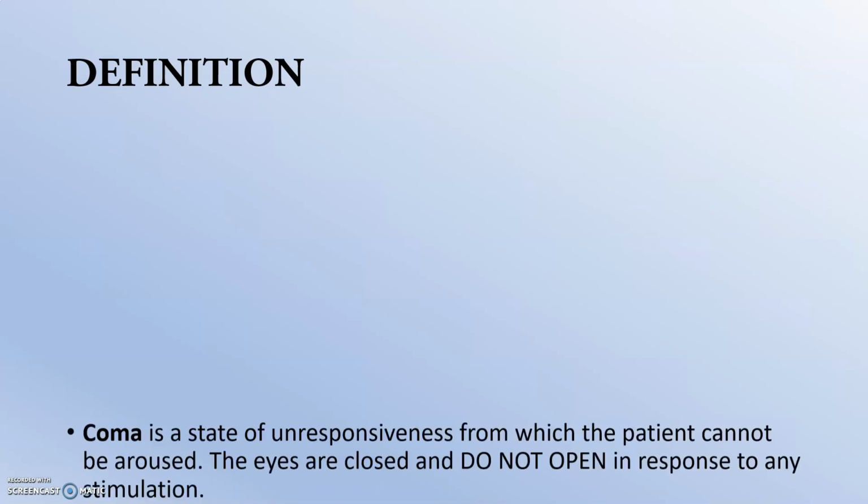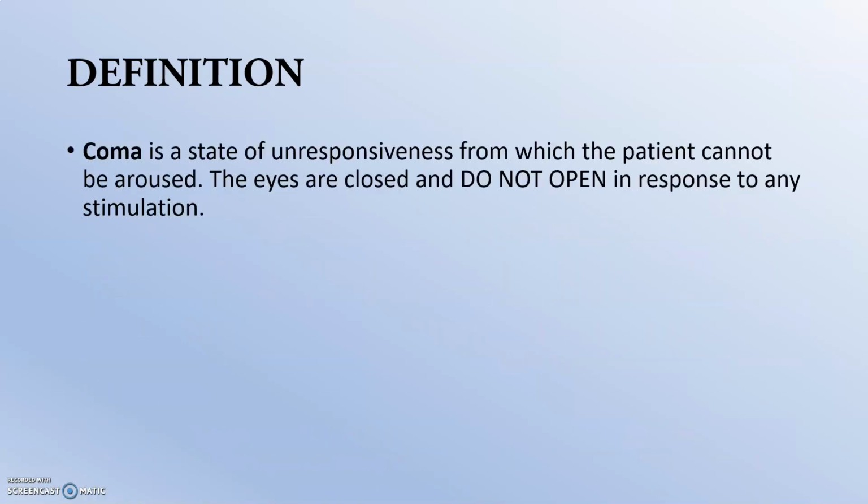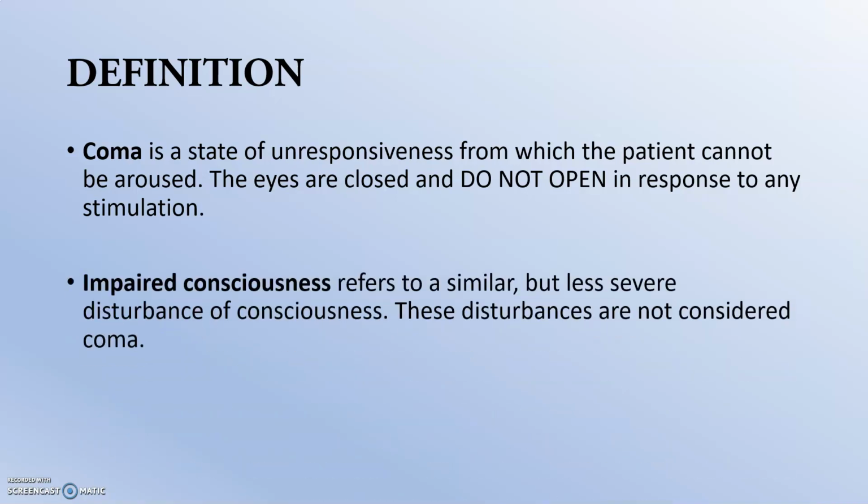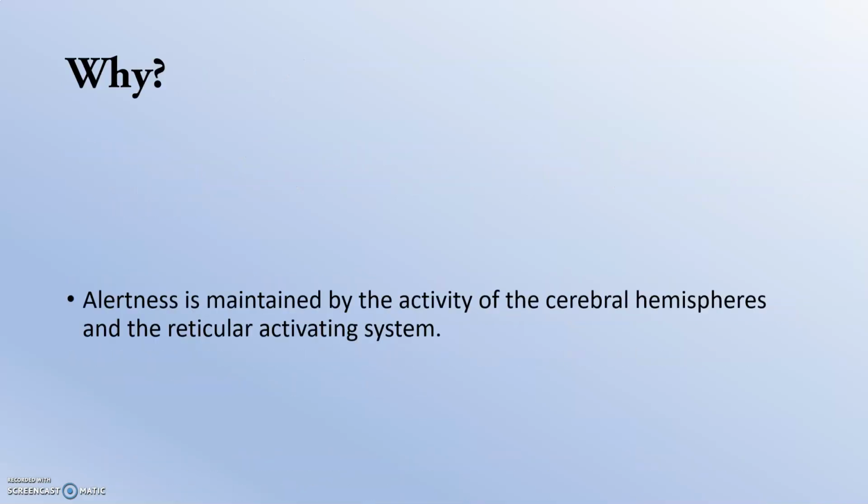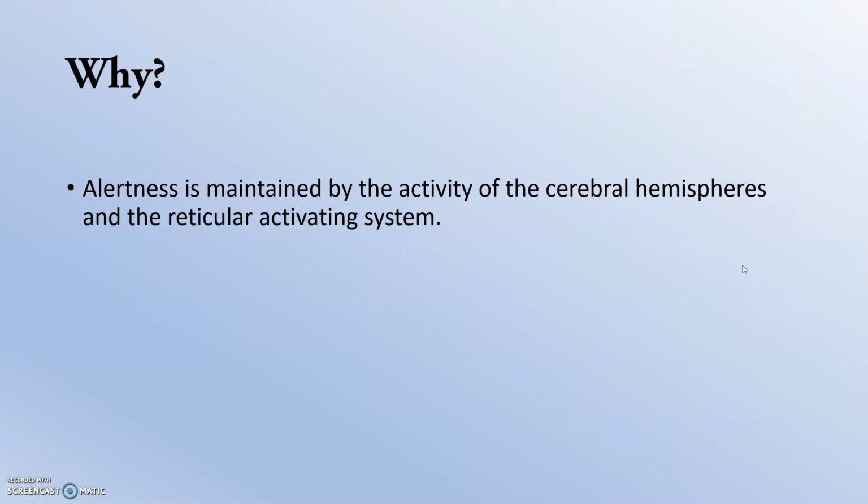So what is the definition of coma? Coma is a state of unresponsiveness from which the patient cannot be aroused. The eyes are closed and do not open in response to any stimulation. Impaired consciousness refers to a similar but less severe disturbance of consciousness. So why is coma happening? Alertness is maintained by the activity of the cerebral hemispheres and the reticular activating system. Alertness is completely lost in the case of coma, such that any important damage to the cerebral hemispheres or the reticular activating system will result in coma.